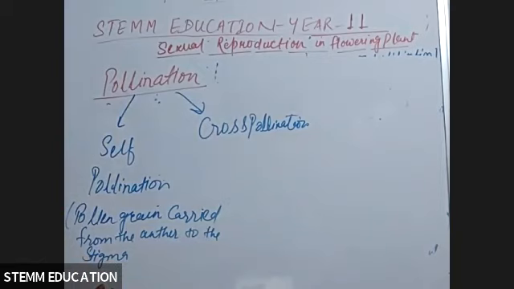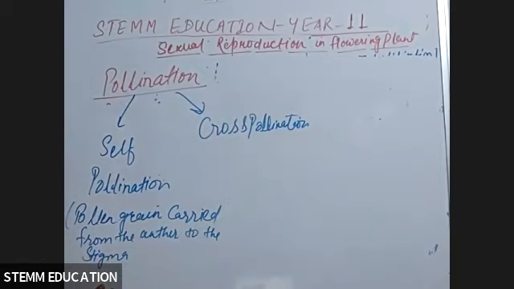Have you ever heard about the hibiscus plant? Have you seen the hibiscus plant? In the hibiscus plant, you will see the hibiscus flower. In the hibiscus flower, self-pollination happens because both female and male reproductive parts are present. That is known as self-pollination.